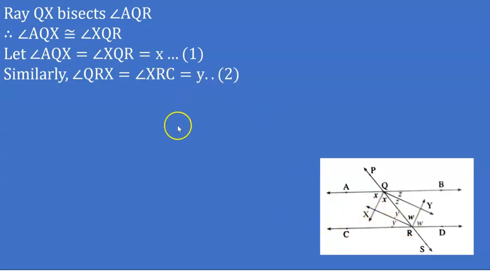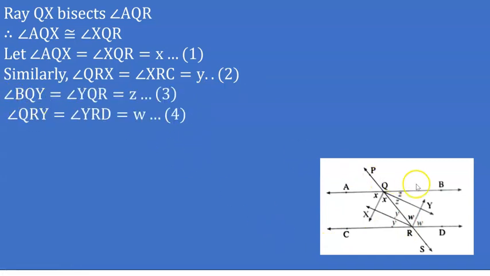Measure of angle XRC is equal to y. This is the second one. Next, measure of angle BQY is equal to measure of angle YQR, and that is equal to z. Also the measure of angle QRY is equal to measure of angle YRD, and that is equal to w.